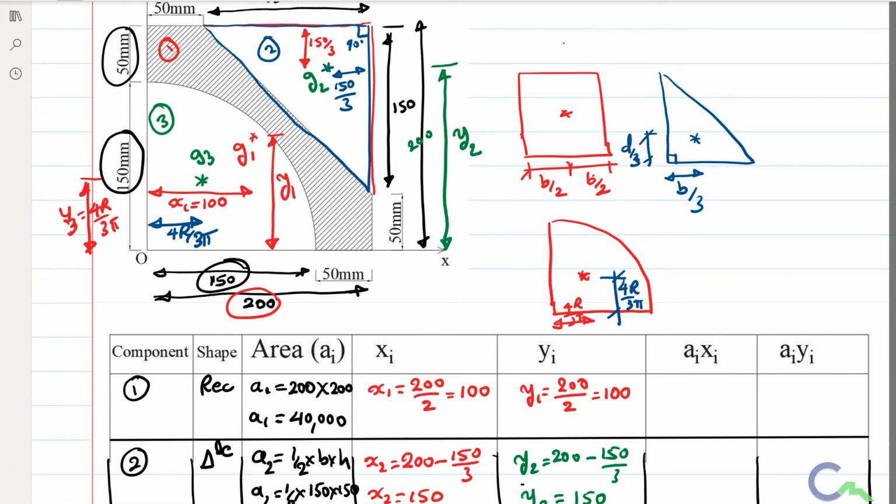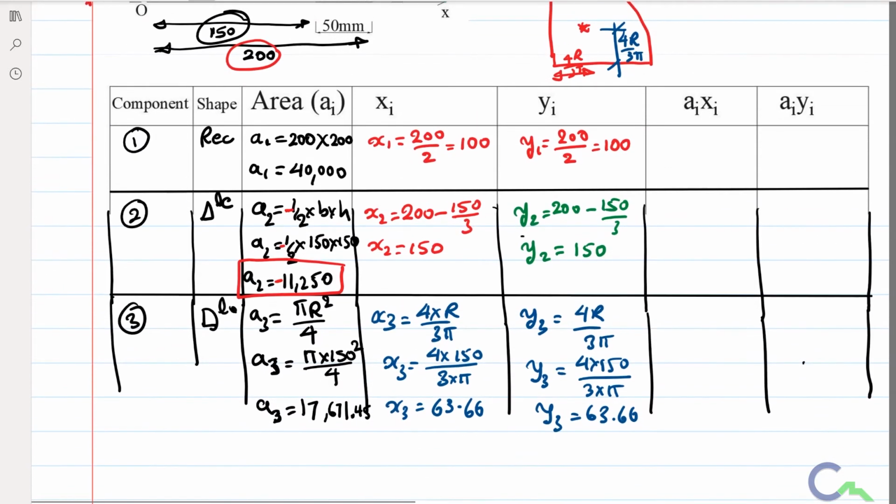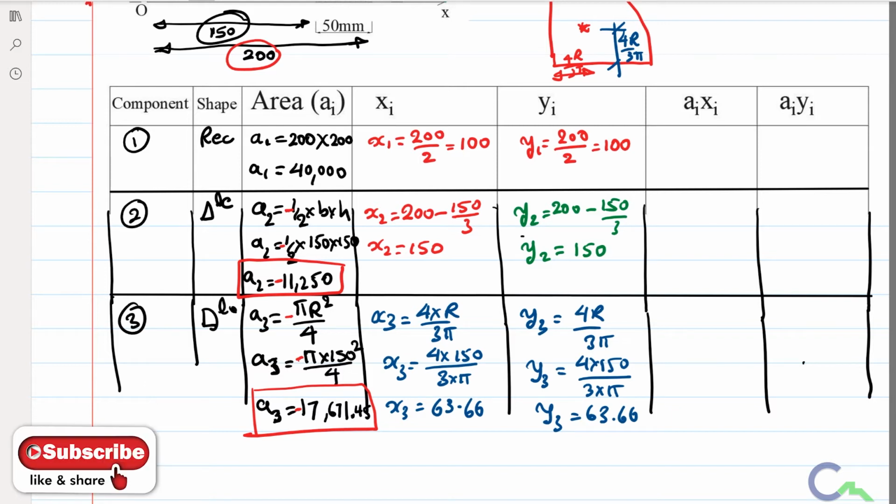Before doing this calculation, one thing I have to remember, as I said, if any figure is going to overlap on the other figure, in that case whatever is overlapping, that is opening. Therefore in the A2 and A3 value I have to deduct those values. That is very, very important in this problem. So whatever the area of the triangle and quarter circle, we have to deduct.